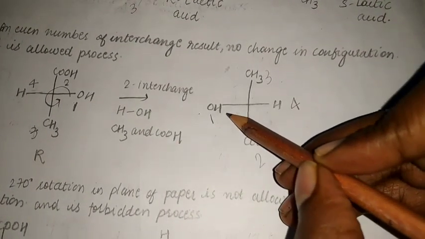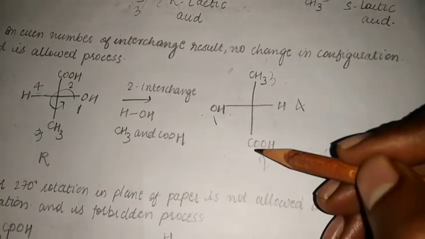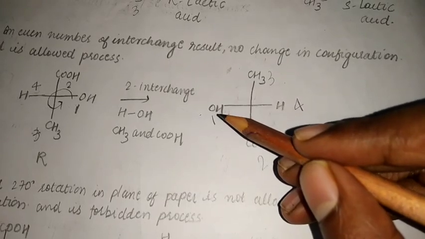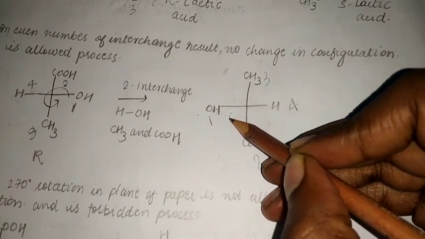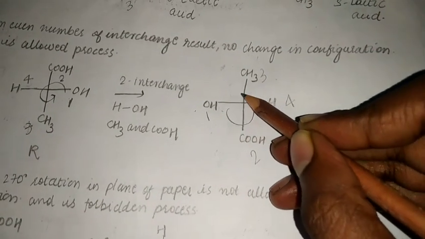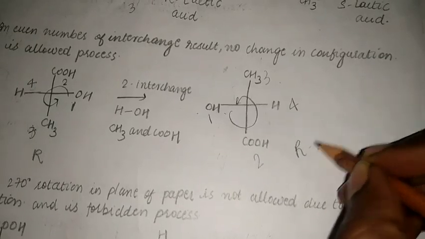So we can see 1 2 3. We are just using the fourth group for reference, whether it is upside or down, or it is present on left or right. So we can see the molecule is rotating anti-clockwise, so it is also the same R configuration.